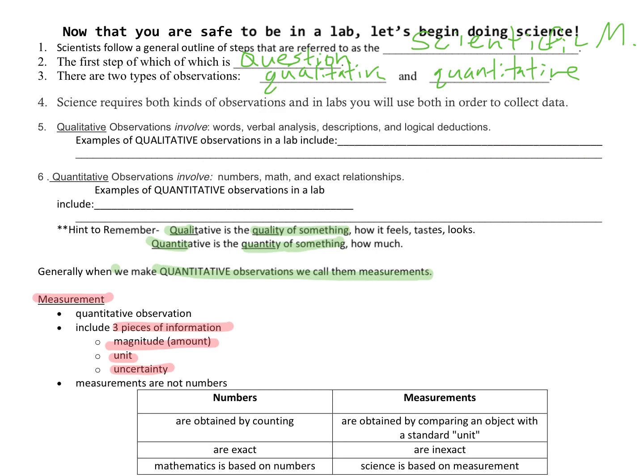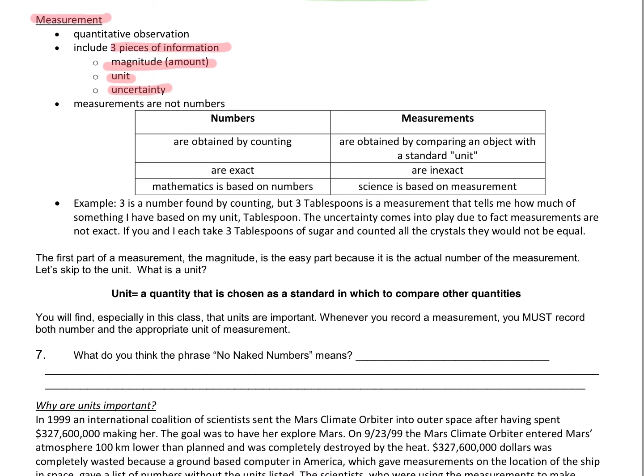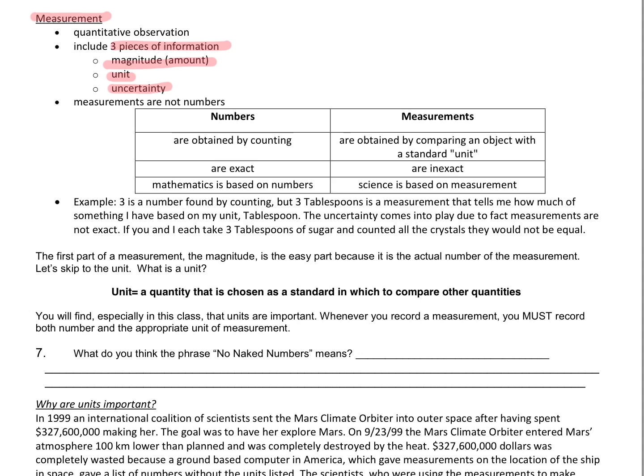Now, measurements are not numbers. A lot of the time, you'll do calculation with measurements and just give me a number as an answer. Measurements are not numbers. A number is obtained by counting. It is exact, and it is what we use in math. Measurements are obtained by comparing an object with a standard unit.